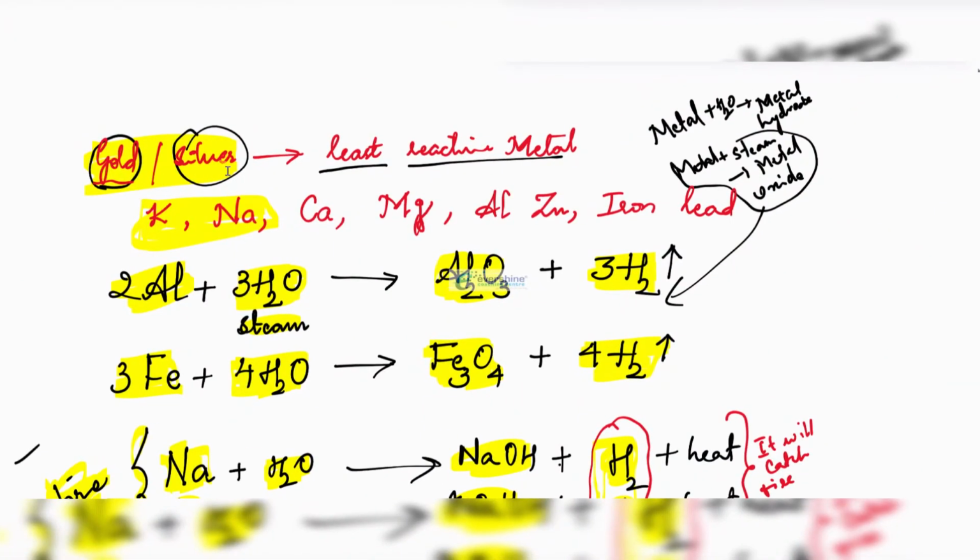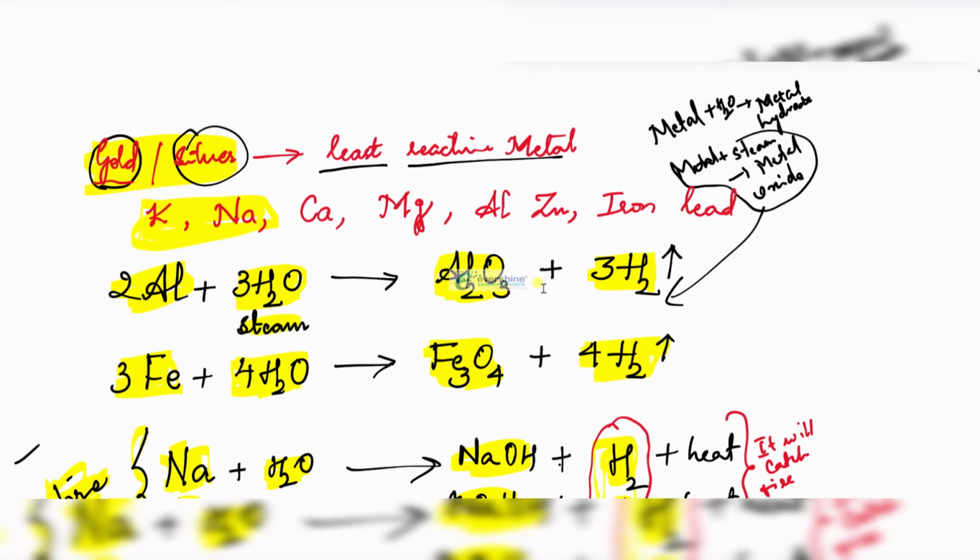Gold or silver are the least reactive metals, and this question is very important from your examination point of view. They can ask you, among the following, which is the least reactive metal, that is gold or silver. They are the least reactive metals. And next, as you can see, the series: potassium, sodium, calcium, magnesium, aluminium, zinc, iron, and lead.